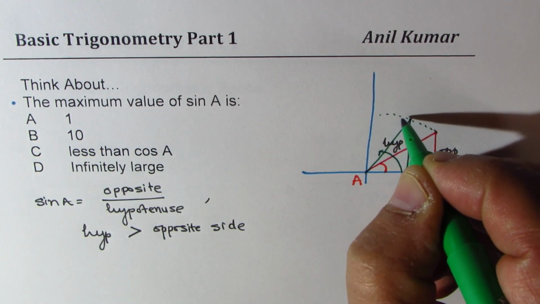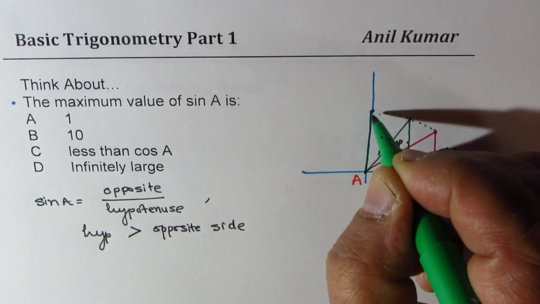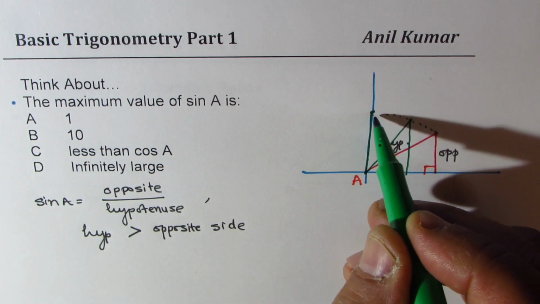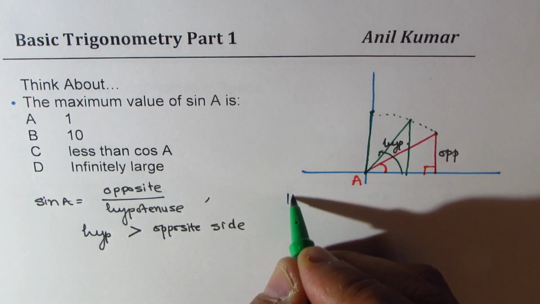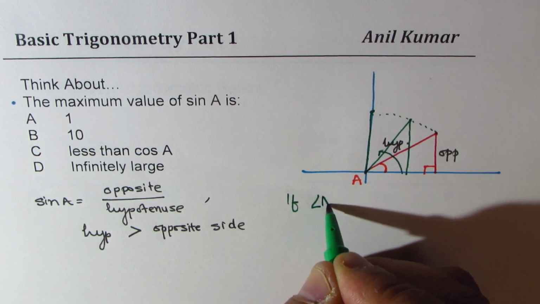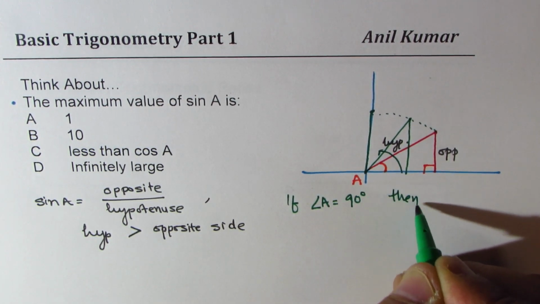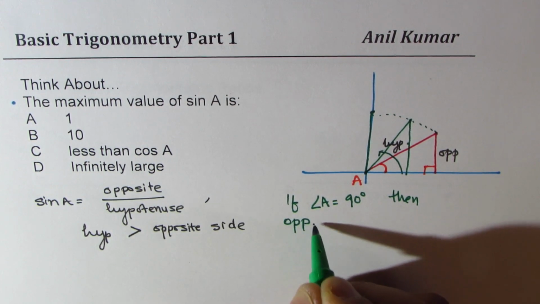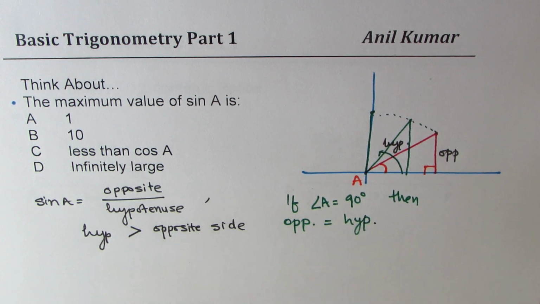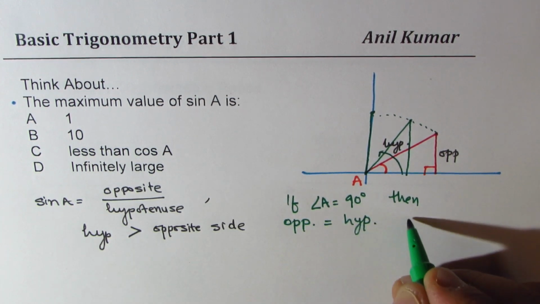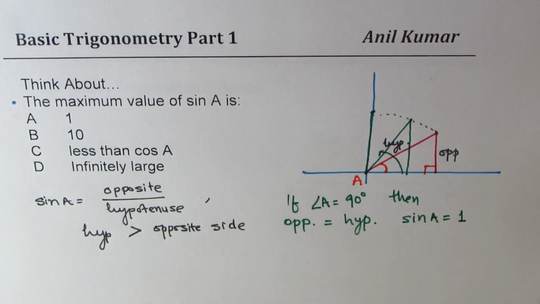So if I increase it to the extent that it is 90 degrees, then you could think about opposite equals to hypotenuse, right? So if angle A equals 90 degrees, then the opposite side's length is equal to the hypotenuse. Perfect. So in that case, sine of A will be equal to 1.